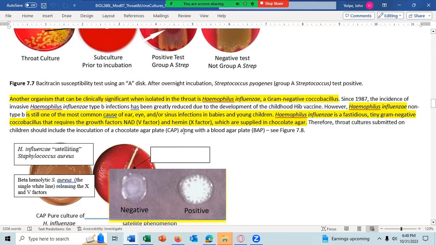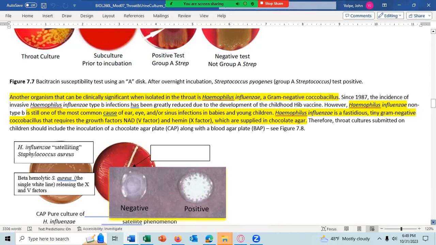which are in blood, but the blood in blood agar plates cannot be lysed by Haemophilus influenzae. So if you were to grow it on the blood agar plate, Haemophilus influenzae will not grow. And to get it to grow, you grow it on chocolate agar, which is the same thing as blood agar.